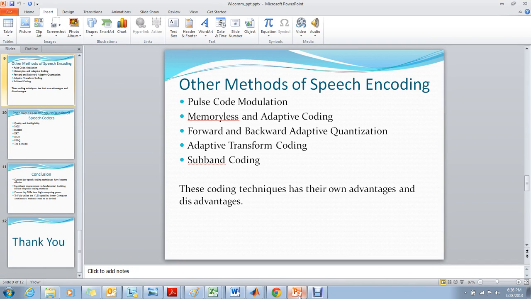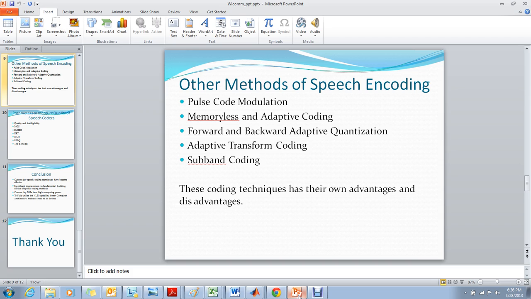Other methods of speech coding. There are other methods of speech encoding. They are pulse code modulation, memoryless and adaptive coding, forward and backward adaptive quantization, adaptive transform coding, subband coding, etc. Pulse code modulation is the first waveform coding technique that has been in practice since olden times. This has to do with quantization in both time domain and in amplitude. PCM is used in both public and fixed telephone communication systems.